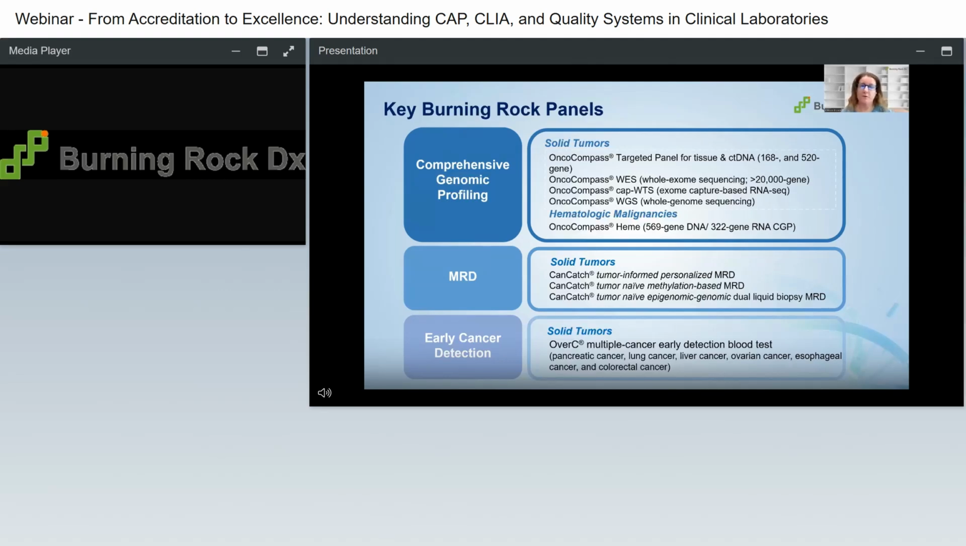We also have the OncoCompass Heme pan-heme panel, which is a 569 gene panel that's used to profile blood deficiencies. We also have MRD testing, minimum residual disease for solid tumors. These are customized profiles specific for our patients. And we have the Oversee panel, which is an early cancer detection blood panel that can detect a wide range of cancers, including pancreatic, lung, liver, ovarian, esophageal, and colorectal cancer.